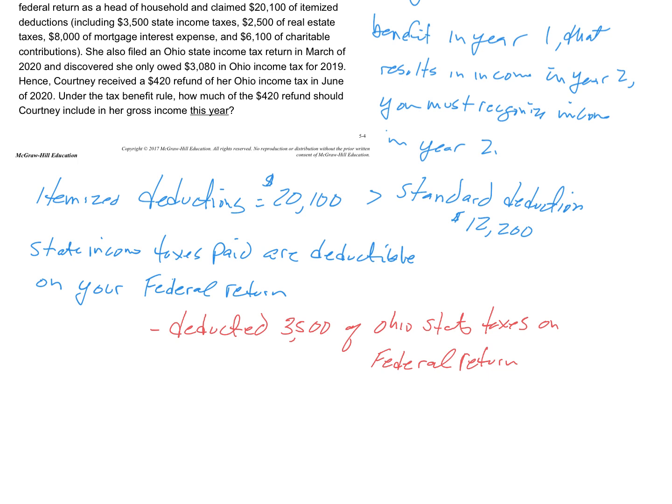She realized she gets a refund of $420 because when she did her state taxes, it turns out she only owed $3,080 of state taxes. All right. Now, how does that happen?